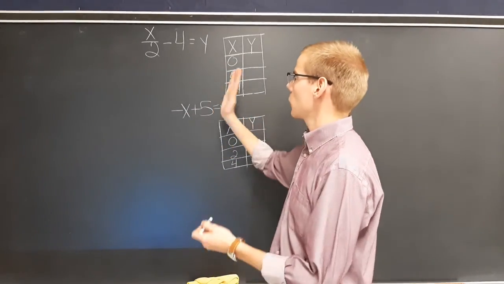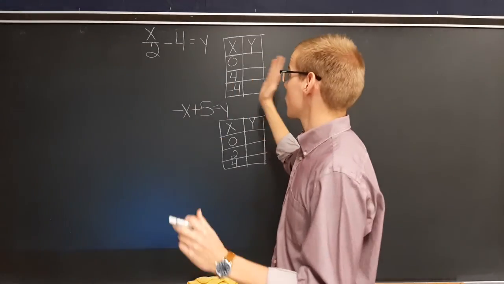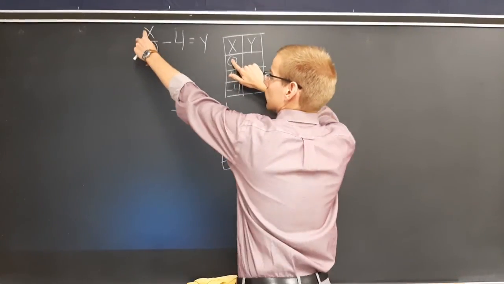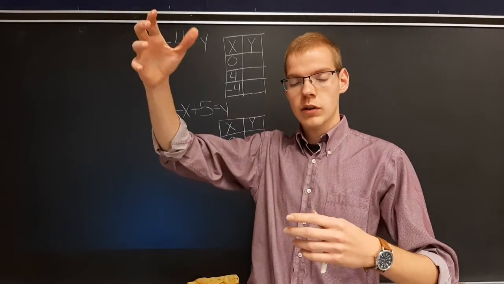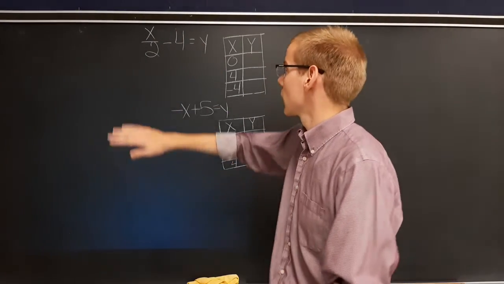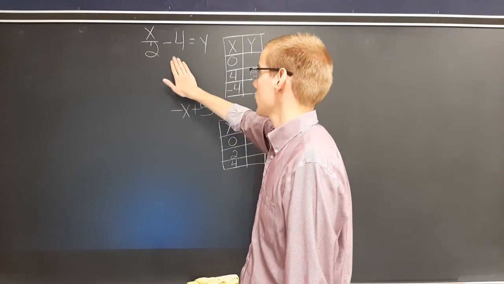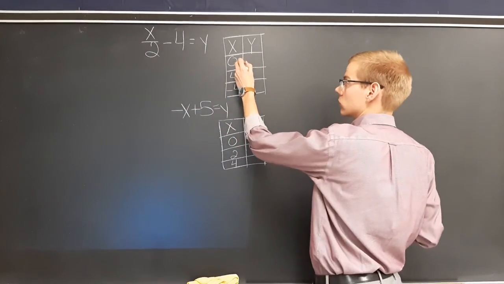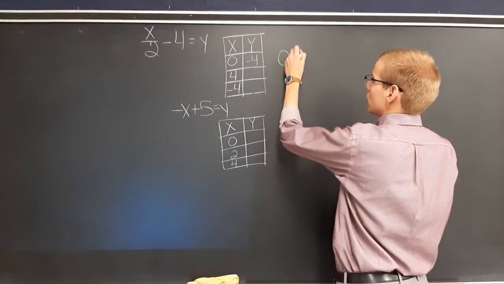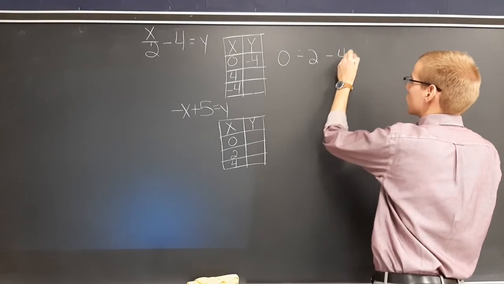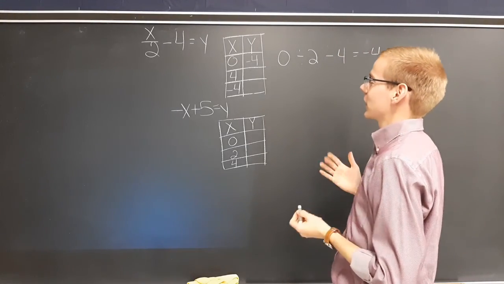If you want to do it in your head, go for it. If you don't want to, that's fine. 0 divided by any number is just 0. So 0 divided by 2 is 0, minus 4, 0 minus 4 is negative 4. So I'll write them out here too. 0 divided by 2 minus 4 equals negative 4.